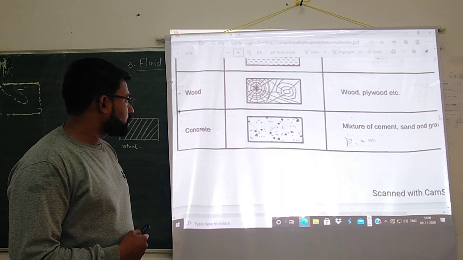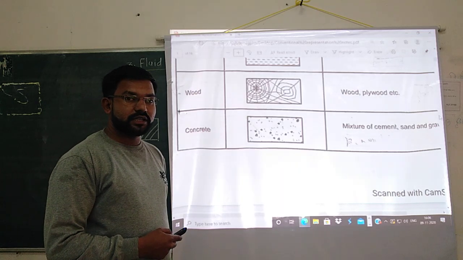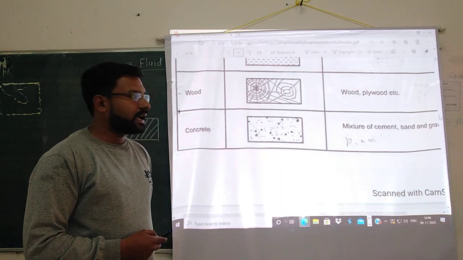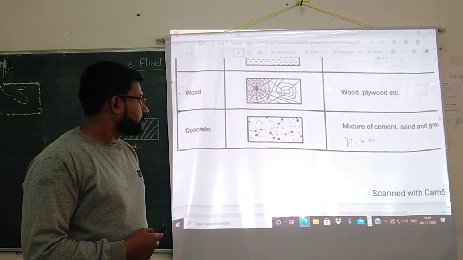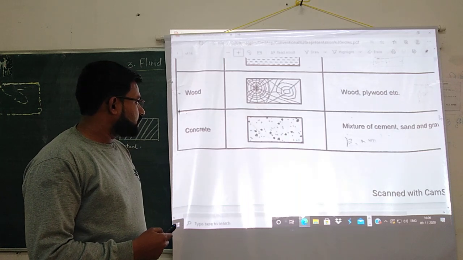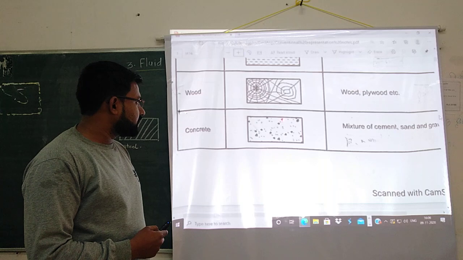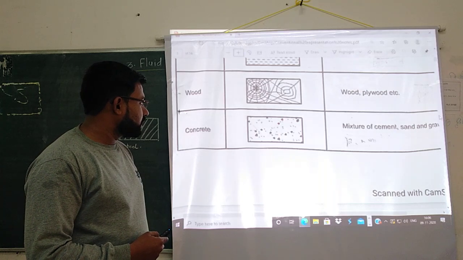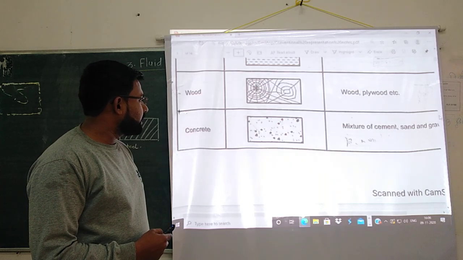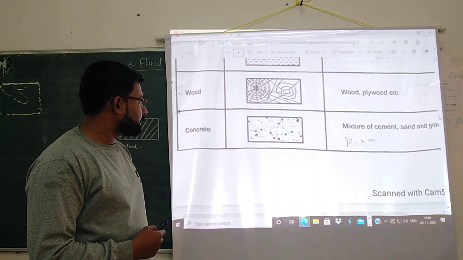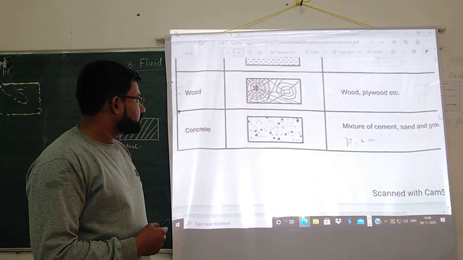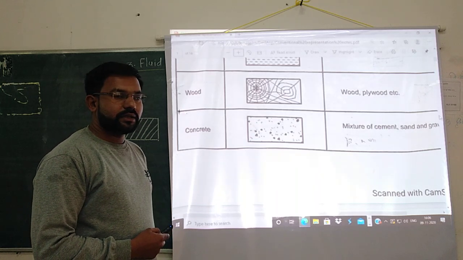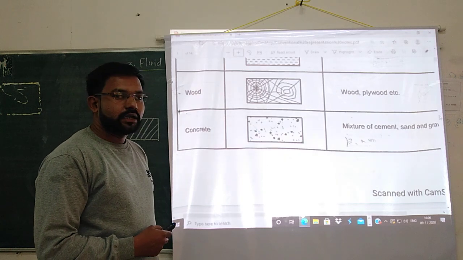Next is the convention for concrete. What is concrete? Concrete is a mixture of cement, sand and gravels. For that purpose you have to draw this rectangle. In it there are dark triangles, which will represent the gravels. These small dots will represent the sand. So this will represent the convention of concrete.